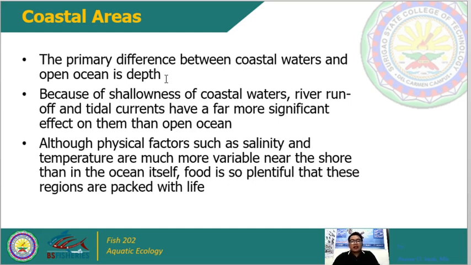Actually, we have already done discussing that in our previous module. So just take a look at how to differentiate neritic and oceanic zones. Because of the shallowness of coastal waters, river runoff and tidal currents have far more significant effect on them than on the open ocean. Because of their geographic location and their depth, basically the coastal areas are far more important than the open ocean. Why?